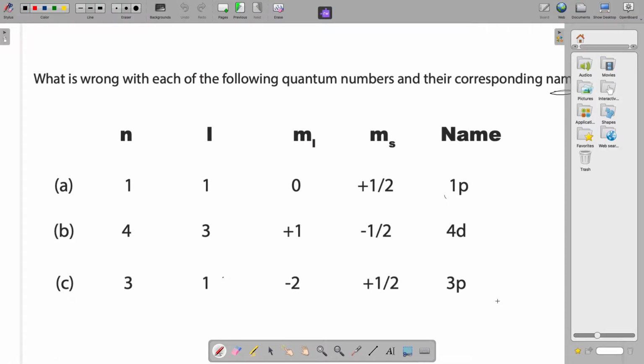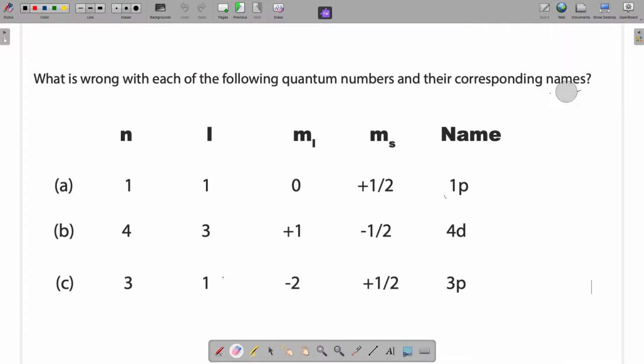Here, the question says: what is wrong with each of the following quantum numbers and their corresponding names? So we want to see which values make sense and which don't. Let's start off with A. We know n means our principal quantum number, l means our angular momentum, ml means our magnetic, and ms means our spin. The names of the orbitals correspond to our values of l, and the numbers in front of the orbitals correspond to the values of the principal quantum number.